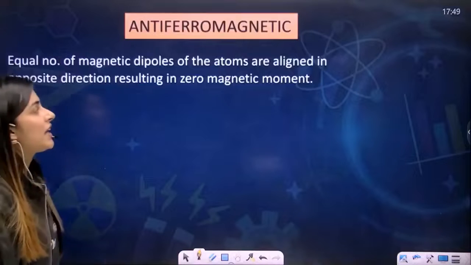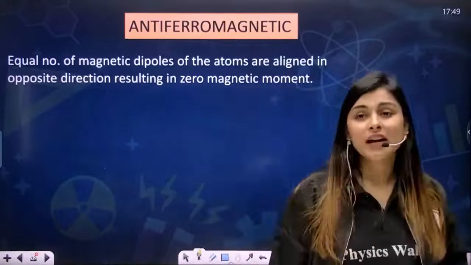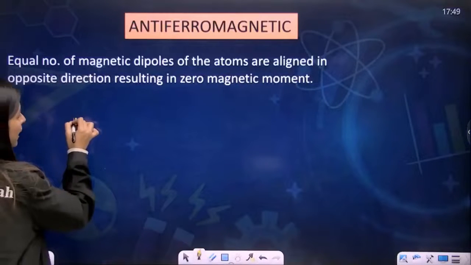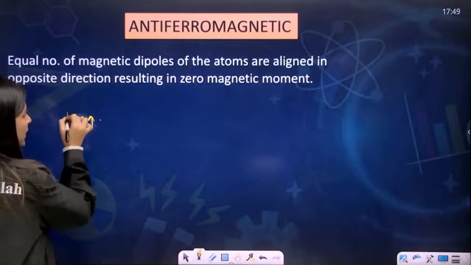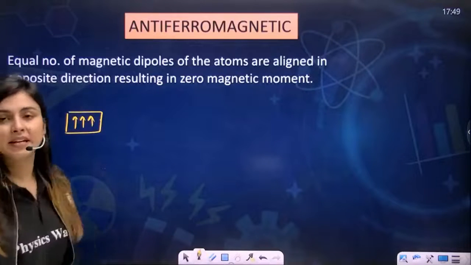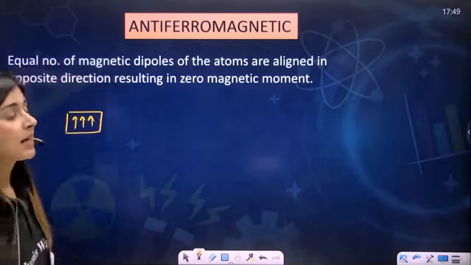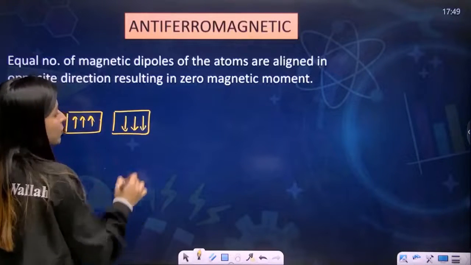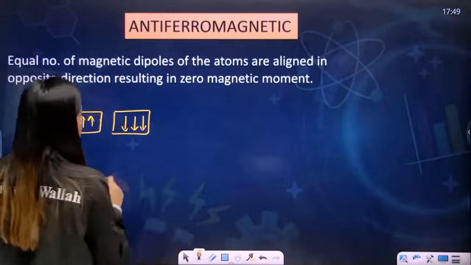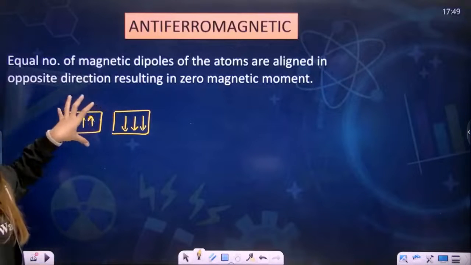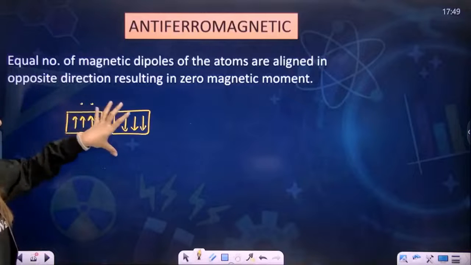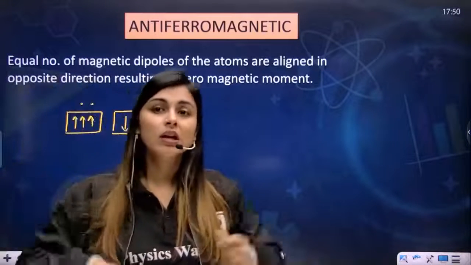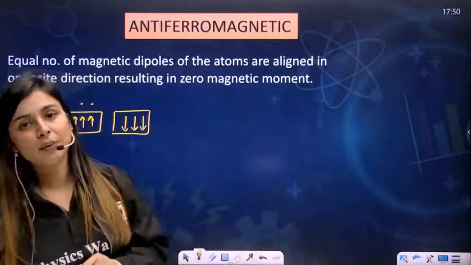Now let's talk about antiferromagnetic substances. In antiferromagnetic substances, I told you that you have domains. Let's say you have three spin magnetic moments in one particular axis, and another domain with three magnetic moments in the opposite direction. Now, my dear students, both are cancelling out each other. Since the domains are cancelling out each other, that is known as antiferromagnetism.